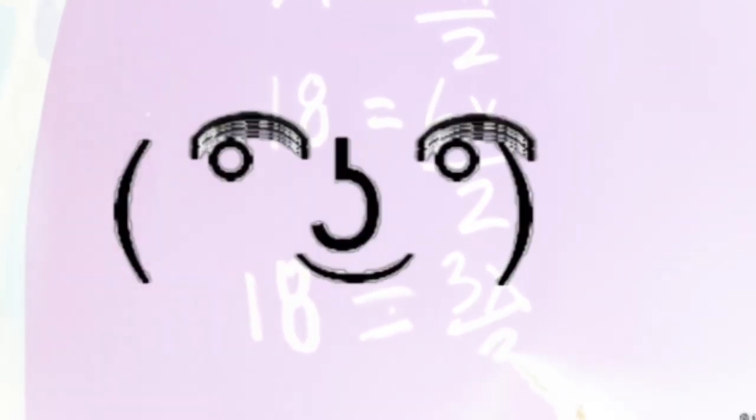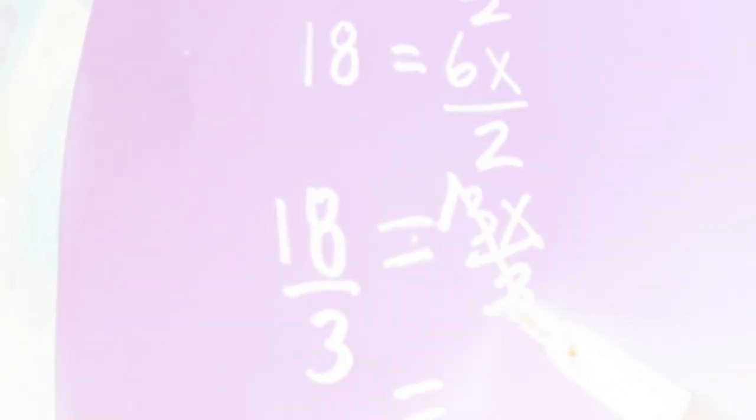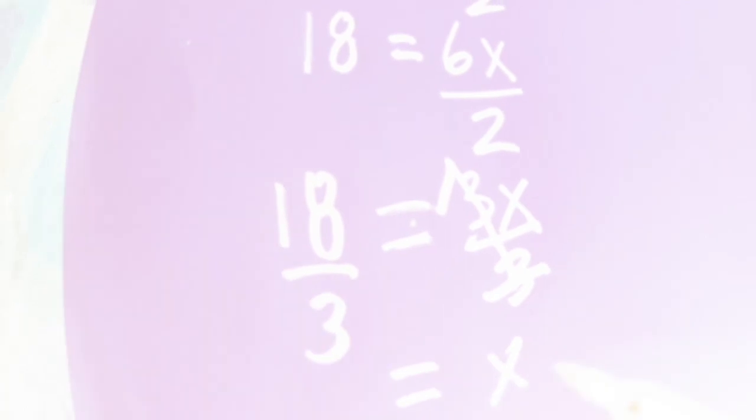And in algebra, we want to isolate the x. 3 times x. The inverse operation of multiplication is division. So let's divide both sides by 3 and see what we get. 3 divided by 3 is 1. 1 times x is x. And on this side, 18 divided by 3 is 6. And we got it. And if that's a 6, that means this is a 6.